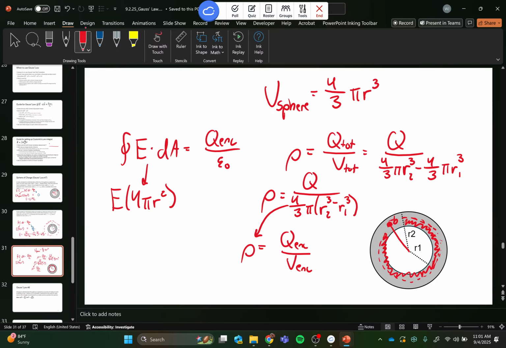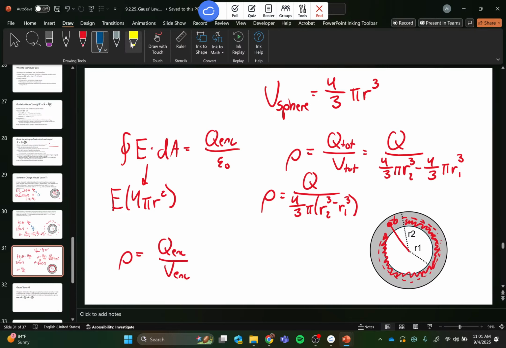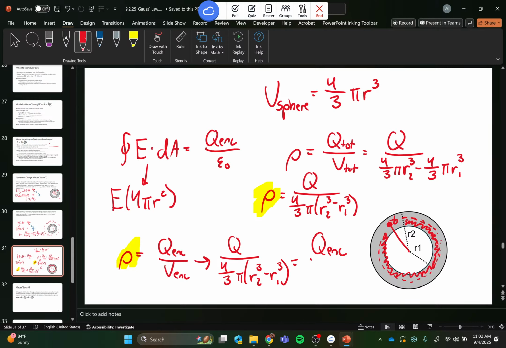Awesome! So what? Put that here. Now we're going to take that charge density. We know Q, we know R2, we know R1. Those are all known variables. We can now take that and plug it into this one down here, where this actually finds the volume, the charge enclosed. So take this, move it over to the side, because I'm going to need more space. We're going to take this rho and put it right here. So that's going to turn into the following. We're going to have Q over 4/3 pi (R2 cubed minus R1 cubed) equals Q enclosed over volume enclosed.